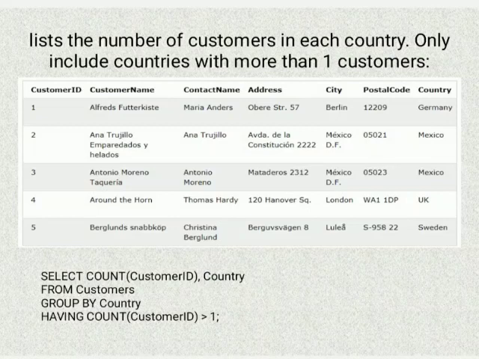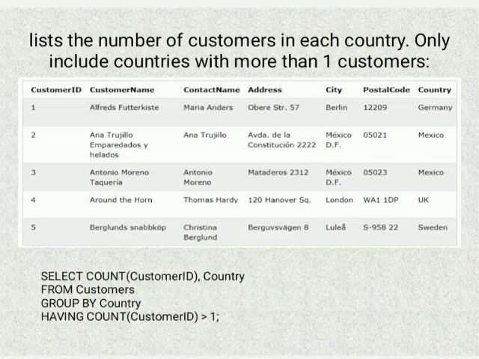Group by country. I have already told you, if you are doing grouping on the basis of any attribute, it is good to write that same attribute in the select clause also to increase the readability of the query. Now half of our work is done. What is the second part of the query? Only include countries with more than one customer. It means Germany, UK and Sweden should not be included. What next? The next step is we have to write the having clause.